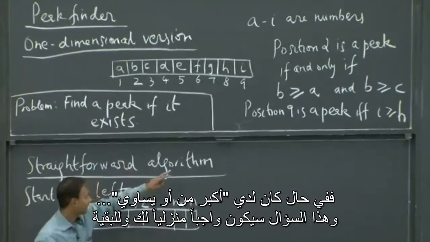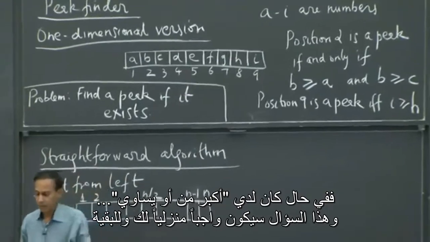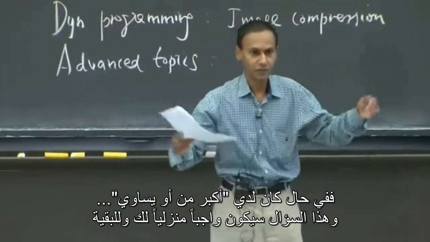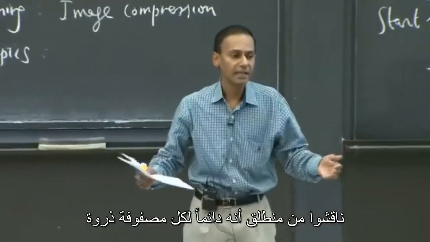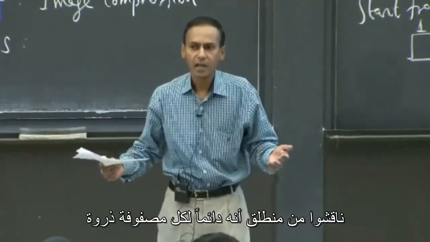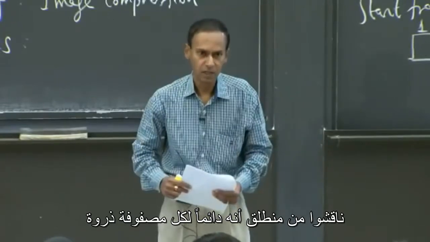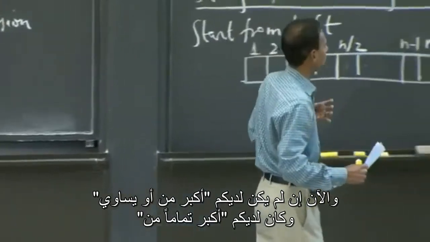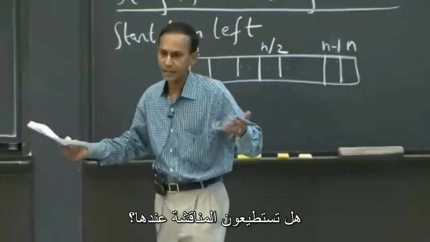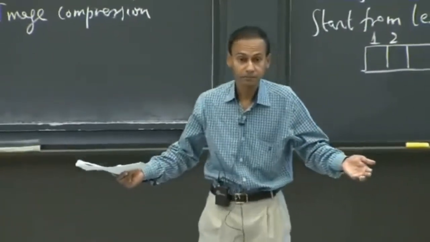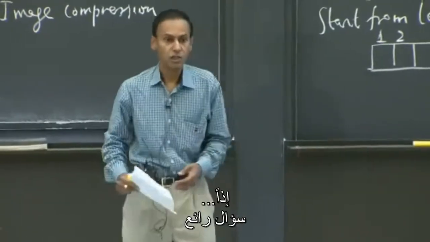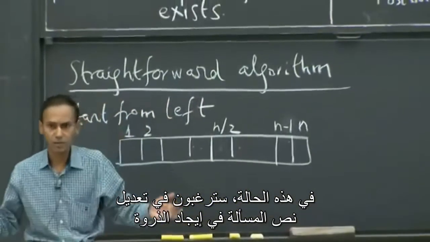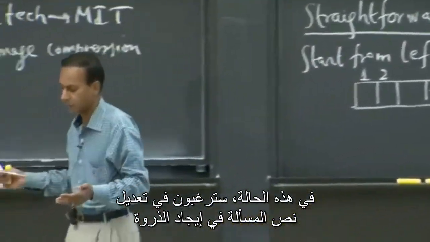Now, in the case where I have greater than or equal to, then this is a homework question for you and for the rest of you. Argue that any array will always have a peak. Now, if you didn't have the greater than or equal to, and you had a greater than, then can you make that argument? No, you can't, right? So, great question. In this case, it's just a question.